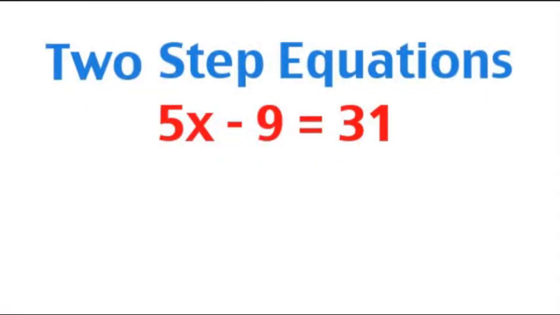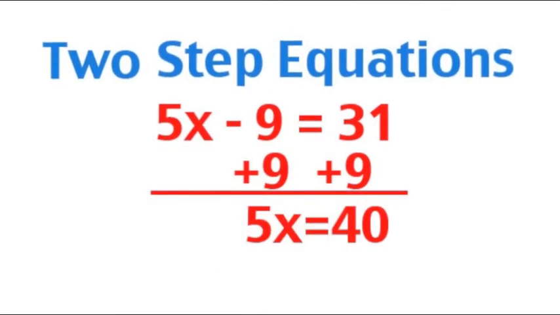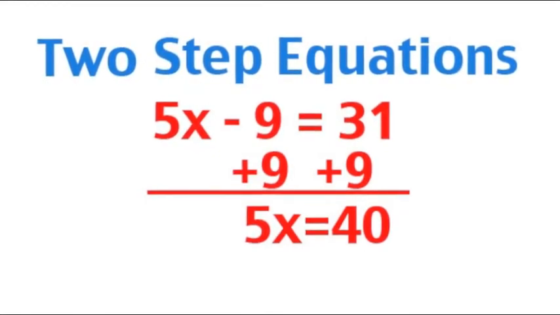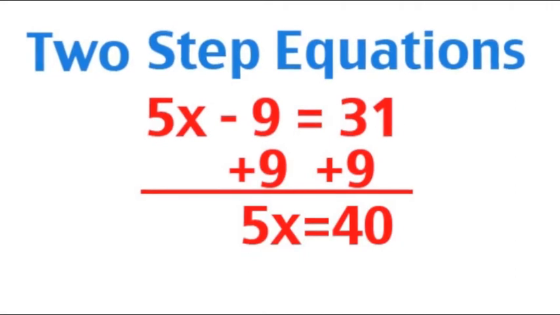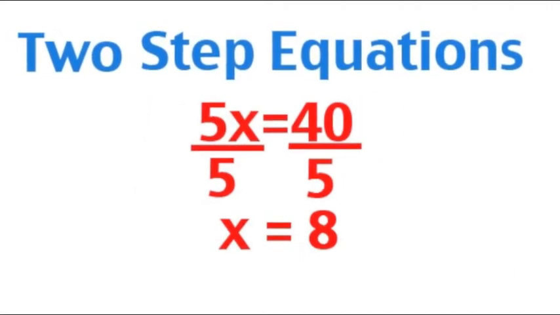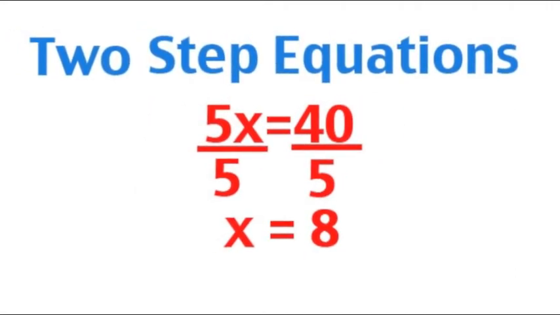Let's take a moment and work this problem. 5x minus 9 equals 31. Did you get x equals 8? Let's review. Step 1. Add 9 to both sides. When you do, you should get 5x equals 40. Then, for step 2, divide both sides by 5. When you do, you should get x equals 8.